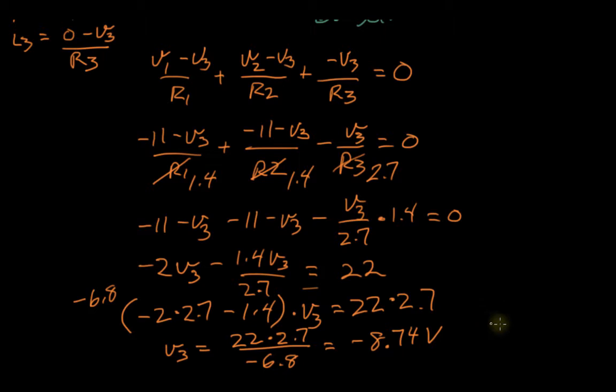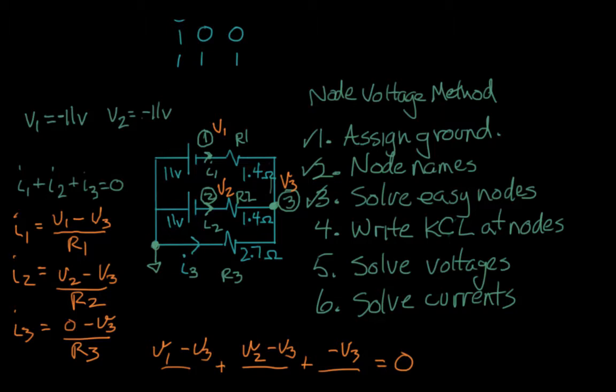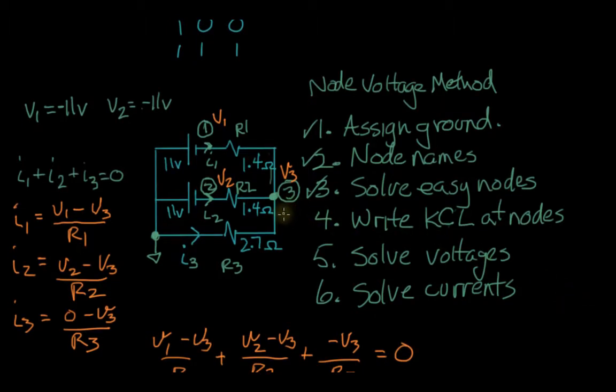So let me roll back up and see what that means. Let's label our schematic. So V3 we said was minus 8.74 volts. Oh, we get to check off some stuff here. Let's check off that and that. So now we have all of our node voltages. V1 is minus 11 volts. V2 is minus 11 volts. And V3 is minus 8.74. And now your last question is, what is I3? That was the original question.